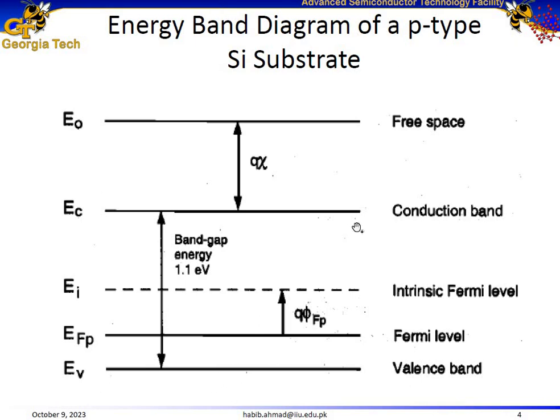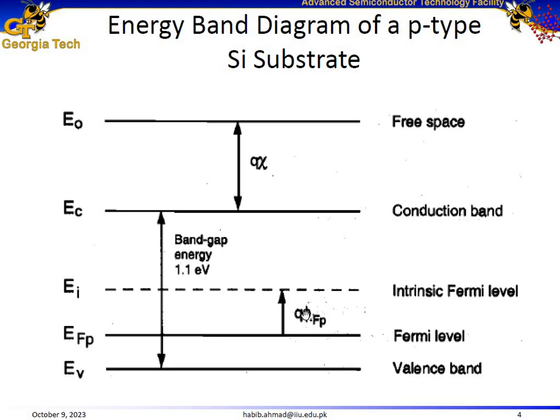Now, in this energy band diagram, we are talking about a p-type silicon substrate for the metal oxide semiconductor structure. We can see that the Fermi energy level for this case is close to the valence band, signifying that this is a p-type semiconductor. If the Fermi energy level is close to the valence band, it means it's a p-type semiconductor, and if it is close to the conduction band, it would be an n-type semiconductor. So it's a p-type semiconductor.